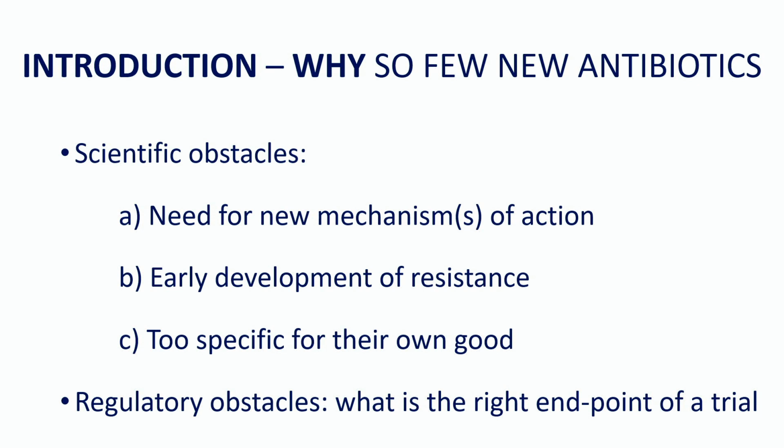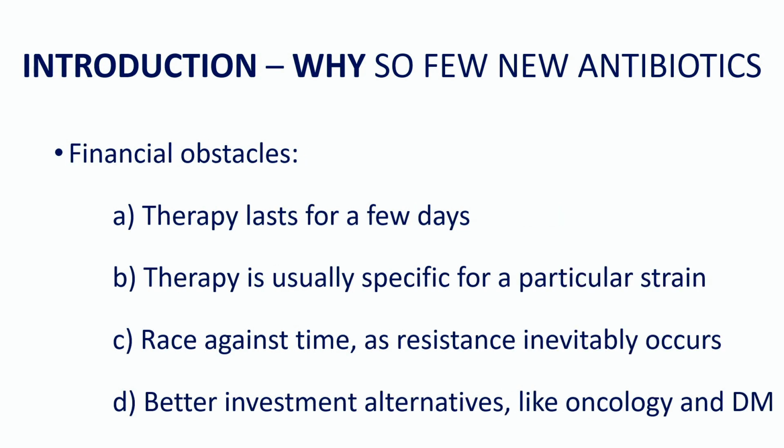So if you're too specific for a particular strain of bacteria, this is also very limited. From the regulatory obstacles point of view, only one but really important obstacle: what is the right endpoint of a trial for an antimicrobial drug? Is it total mortality, which requires a high number of patients? Is it the clinical cure rate, which is highly subjective, or is it some composite parameter?